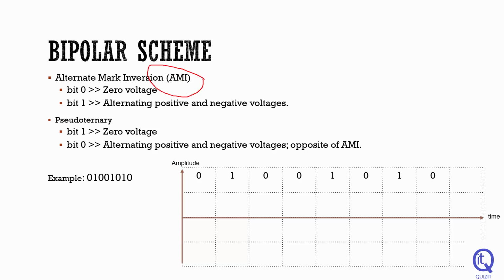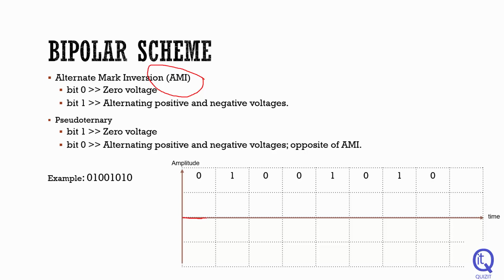So when you have AMI, you keep your amplitude at 0 level when you meet bit 0, and when you meet bit 1, you have to change your wave positive and negative. So you have to have alternating waves for bit 1, and for bit 0 you remain at the 0 level. So here I'm going to start from 0 level, since I have 0 bit here at the starting point.